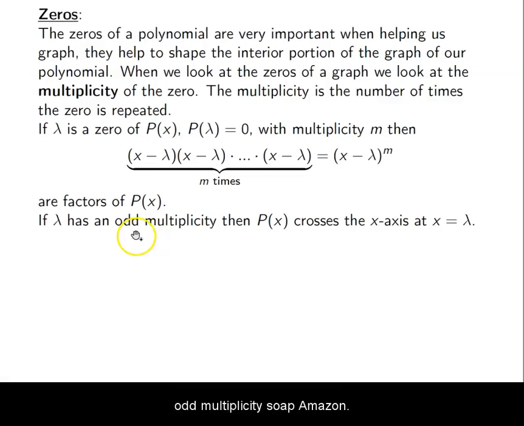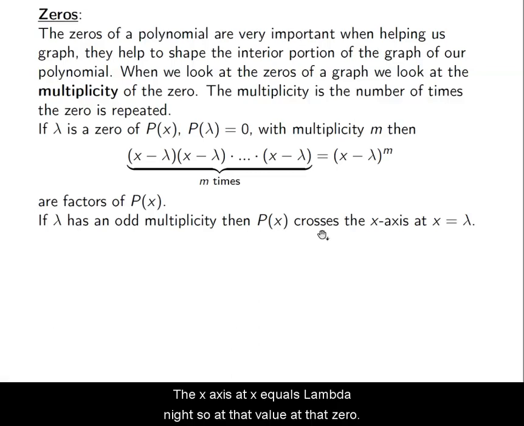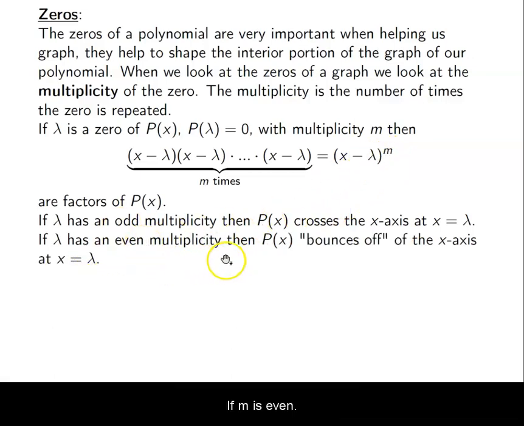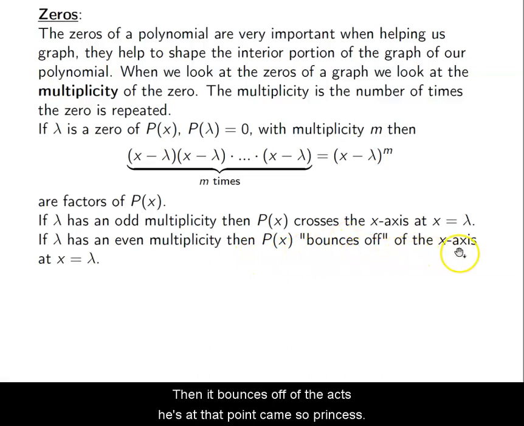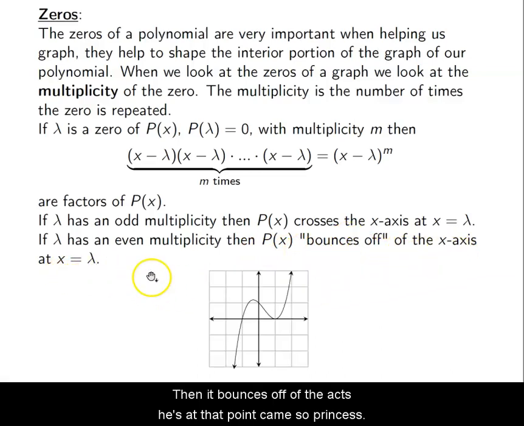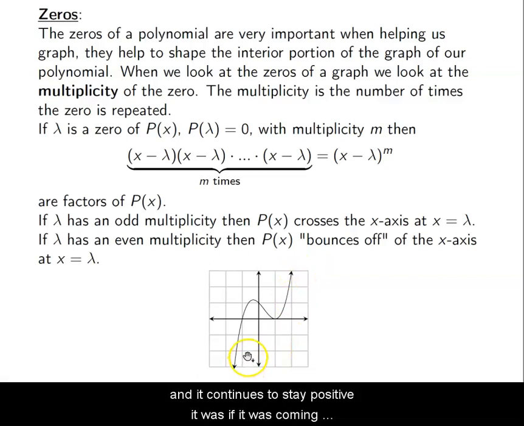So if lambda has an odd multiplicity, so if m is odd, then p of x crosses the x-axis at x equals lambda, right? So at that zero, the function crosses the x-axis if m is an odd number. If m is even, then it bounces off of the axis at that point. So for instance, here we have two cases. One, it crosses, and the other, it bounces off. Since it's coming from the top, it bounces off and continues to stay positive. If it was coming from the negative, it would bounce off and stay negative.